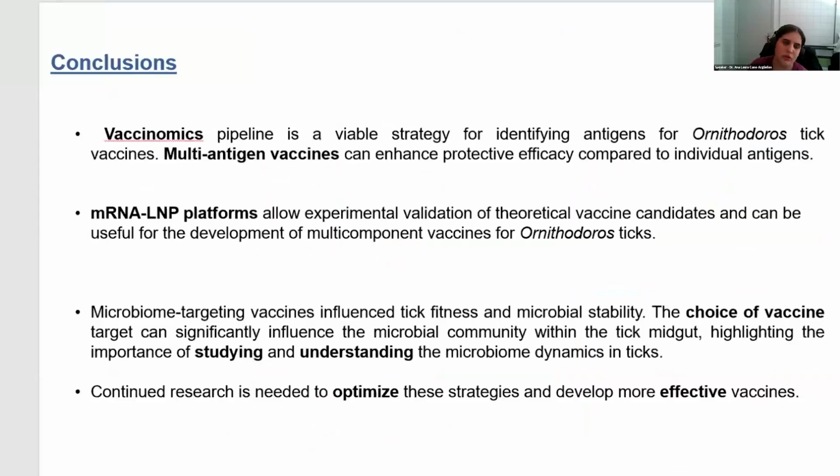So, as a conclusion of what I have been doing these years, the vaccinomics pipeline is a viable strategy for identifying antigens for Ornithodoros ticks vaccine. And in this context, a multi-antigenic vaccine can enhance protective efficacy compared to individual antigens. The mRNA platform allows experimental validation of theoretical vaccine candidates and can be useful for the development of multi-component vaccines. And microbiome-targeting vaccines influence tick fitness and microbial stability.